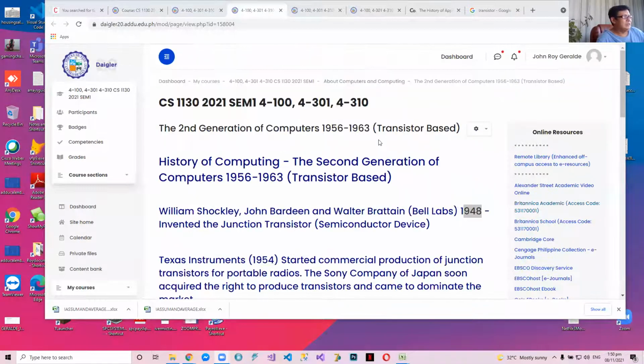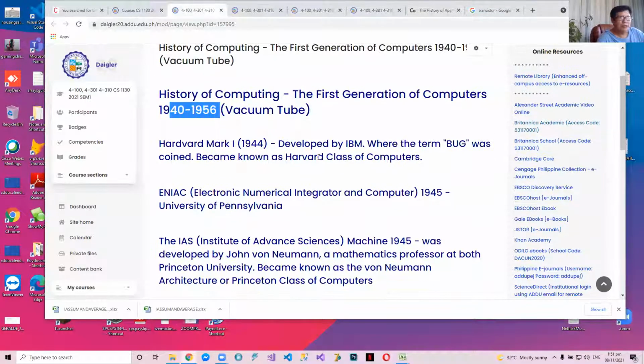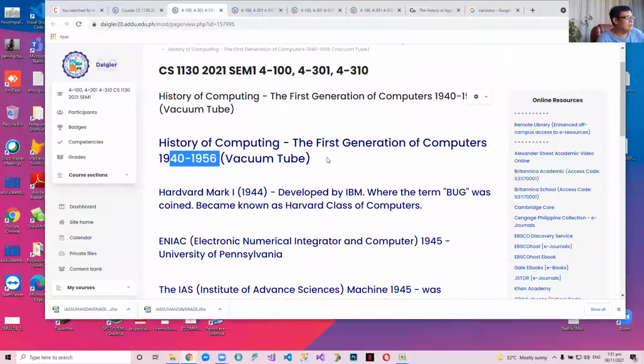I'm sorry. So anyway, the first generation was the generation of Eckert and Mauchly, and then John von Neumann. Do you follow? And then, of course, there was the IBM 701 to 709, first generation of computers. I'm sorry, I lost my screen. So this is the first generation.